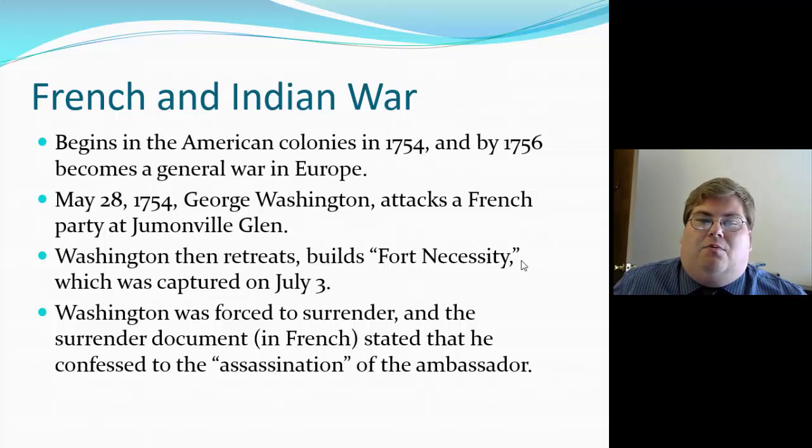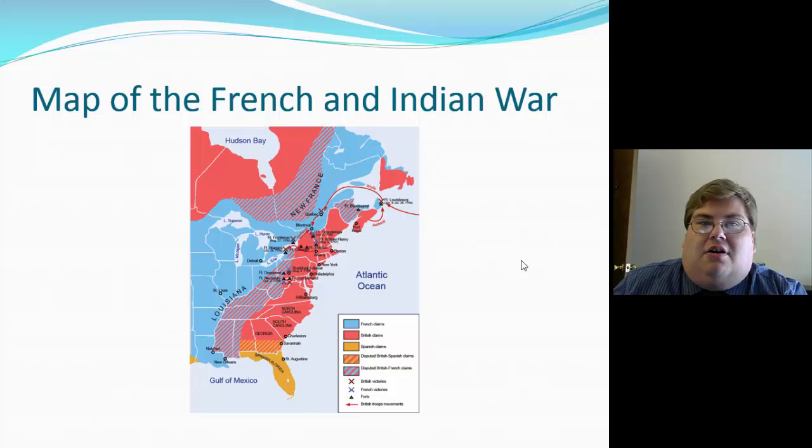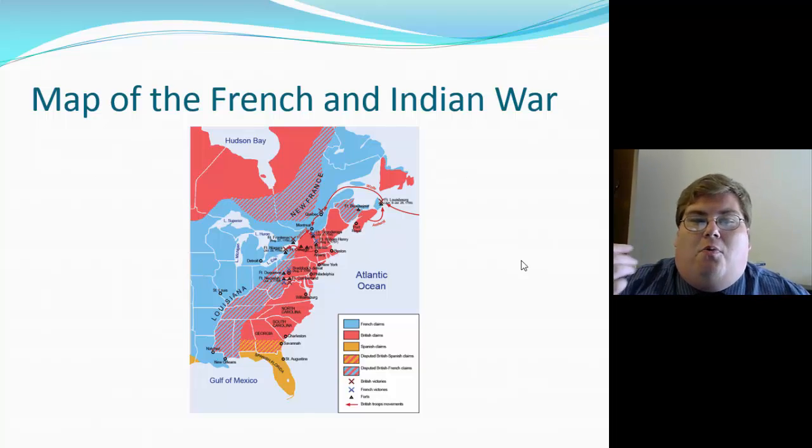Pardon me. Well, he signs the surrender document, and it's in French. Washington doesn't speak French. And it says that he purposefully assassinated the French ambassador. George Washington is a confessed assassin. Yay, Assassin's Creed. Anyways, what this means is that now this is what the French have as a pretext to go and launch a general war in 1756. This does huge damage to the British imperial system initially. Washington is not popular initially, though he will come back.